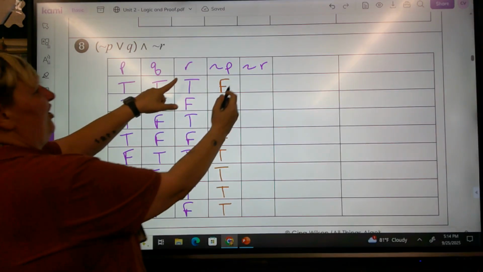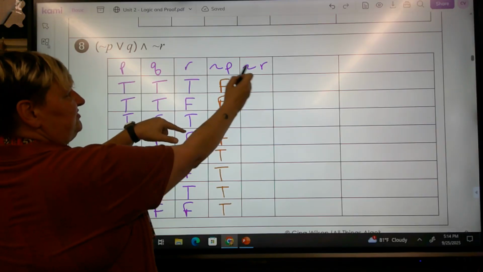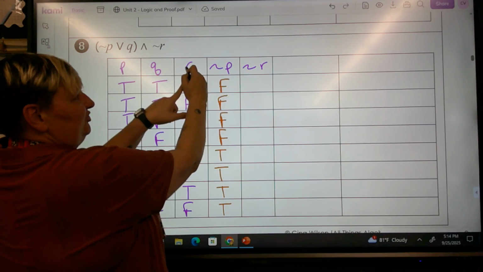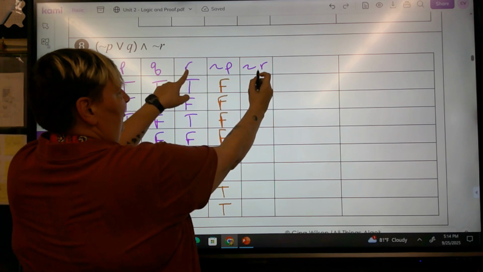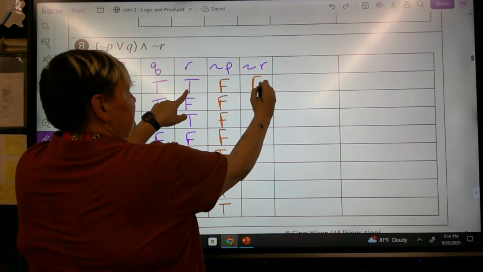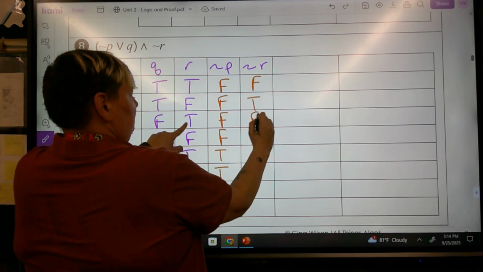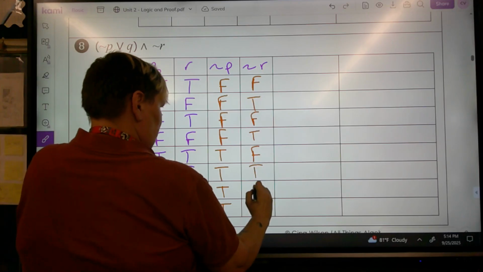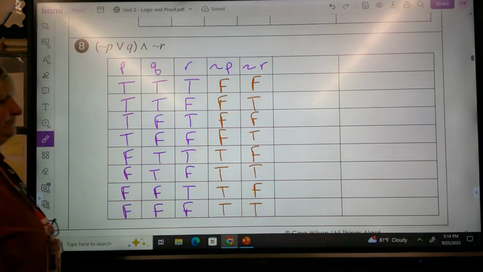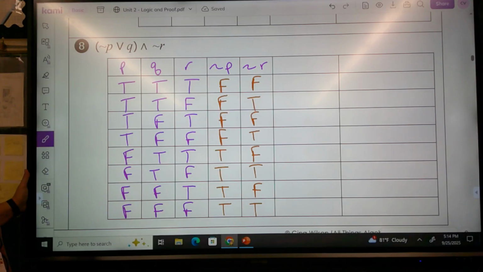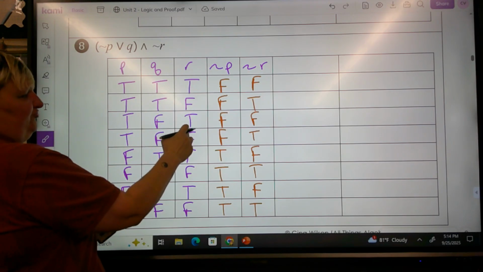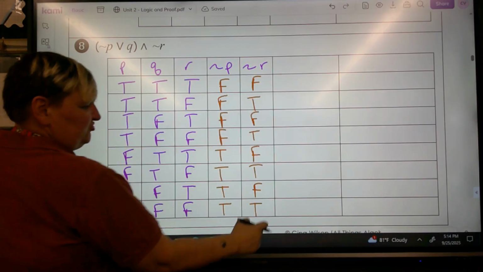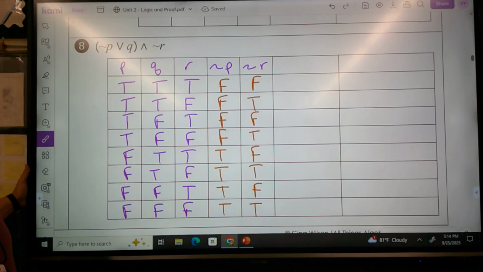Alright? And then we have our not R's. Use the correct column. Don't use Q because we're doing not R, which means we need to look at R. R and not R. We're doing the opposite. All we did was opposite. It was true, false, true, false, true, false, true, false. Now it's false, true, false, true, false, true, false, true. We just made it opposite.